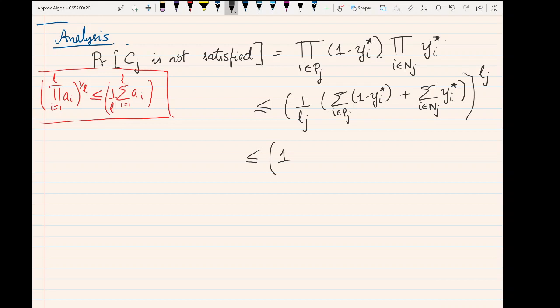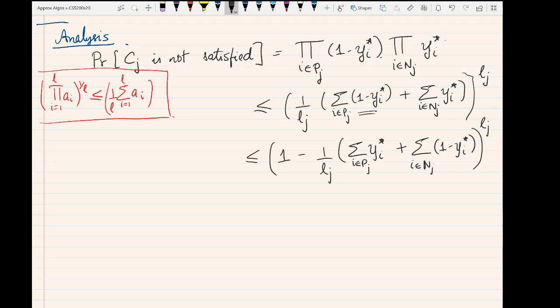We write this as 1 minus 1 over Lj times summation i in Pj, yi star plus summation over the negative literals, 1 minus yi star. Okay. So notice here that I have in some sense flipped the way these terms yi stars occur. So I've brought it closer to a constraint in the LP.